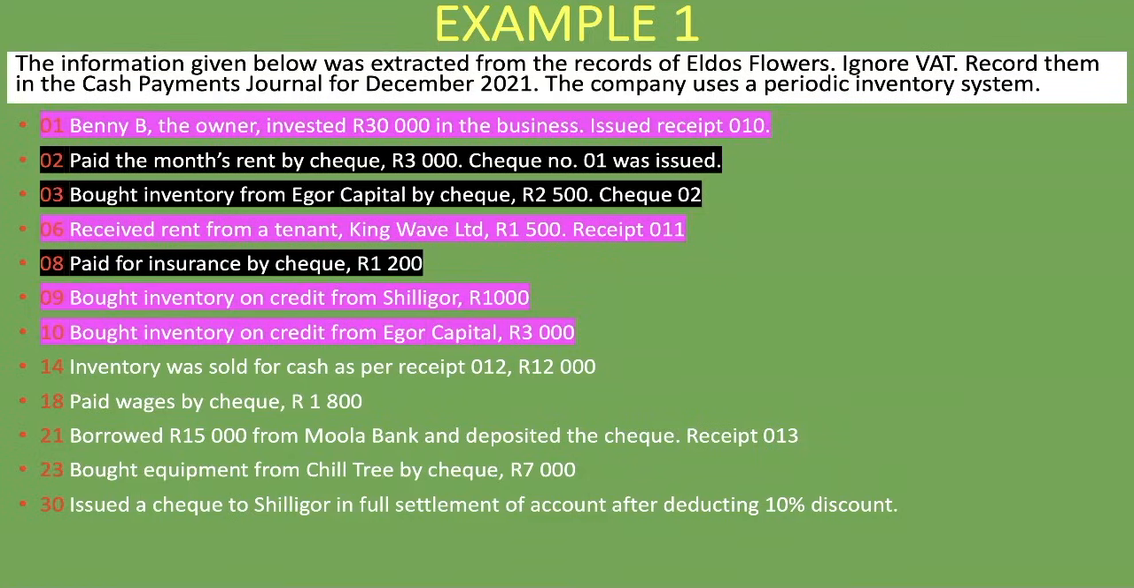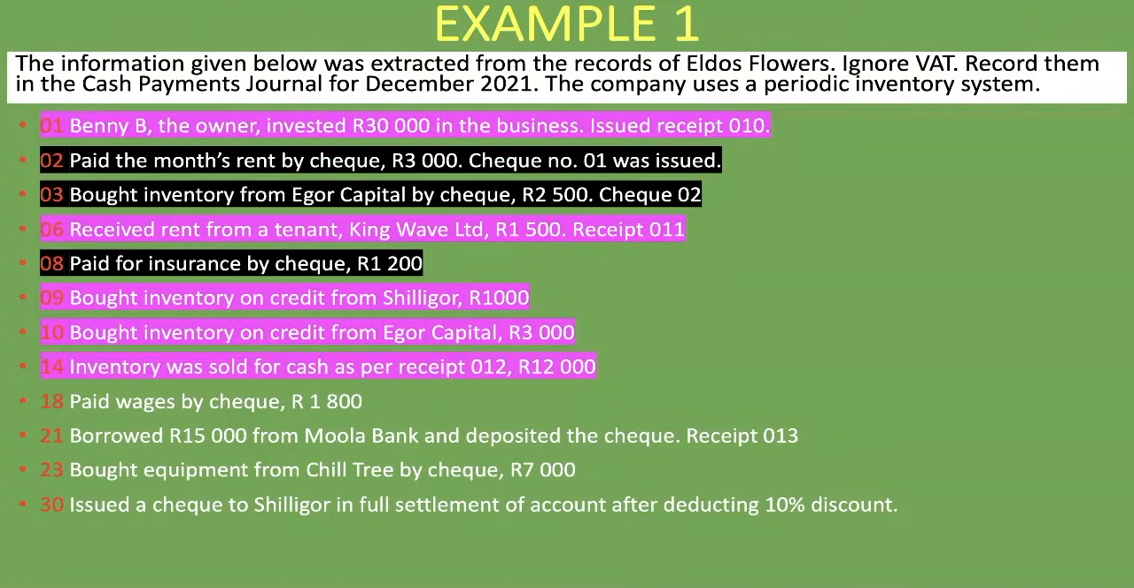Does this go into the cash payments journal? No, it does not, because we are selling inventory here. We are not buying inventory. So by selling inventory for cash, we are receiving the cash and not paying it out. So this one goes into the cash receipts journal. It does not go into the cash payments journal that we are doing right now. So let's highlight that one in purple as well.